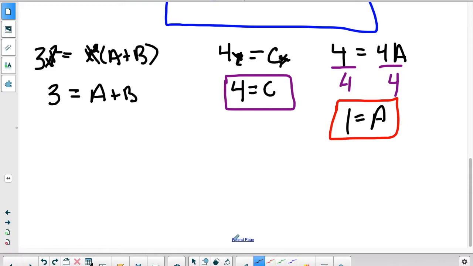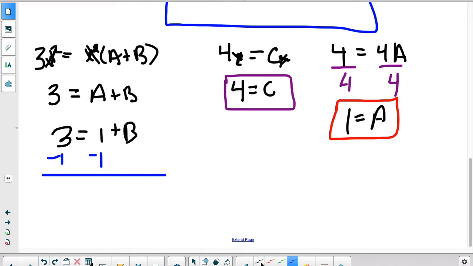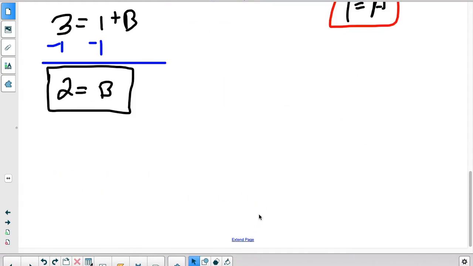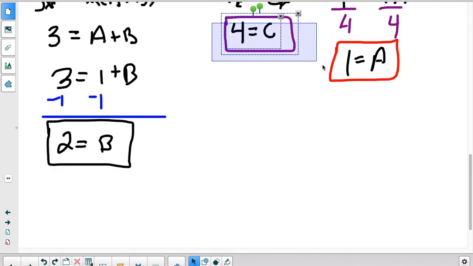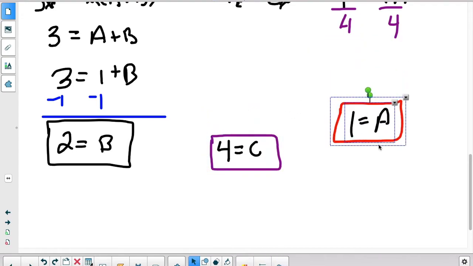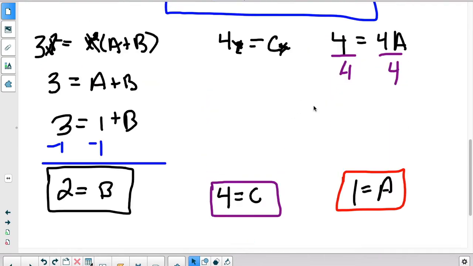So what I can do here is plug in the value of a. We know it's 1. So we get 3 is equal to 1 plus b. To solve for this, we can subtract 1 from both sides, which tells us 2 is equal to b. And that's it. We have now solved for each of the 3 letters, A, B, and C.